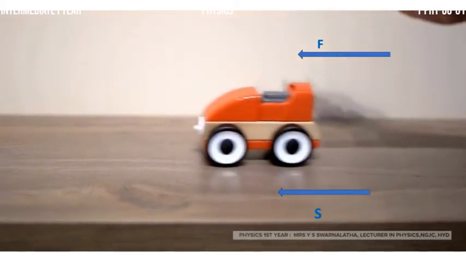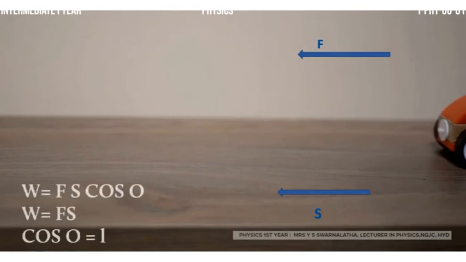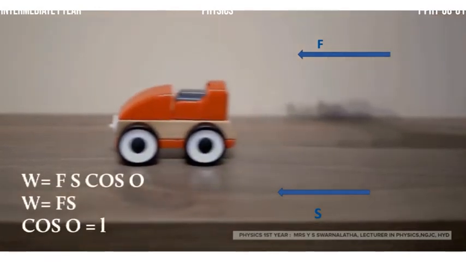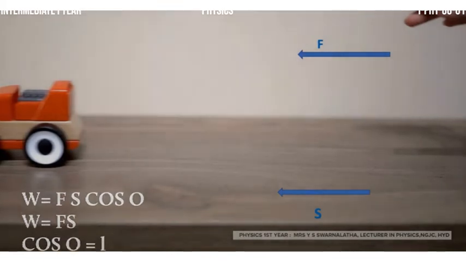బలము F మరియు స్థానభ్రంశము S రెండు ఒకే దిశలో ఉన్నాయి. If both force and displacement are the same direction, then the angle between them is 0. That means W is equal to F dot S, Fs cos theta, where theta is 0. Therefore cos 0 is 1 and we'll get the formula W is equal to Fs.